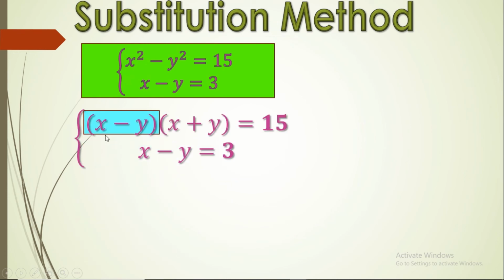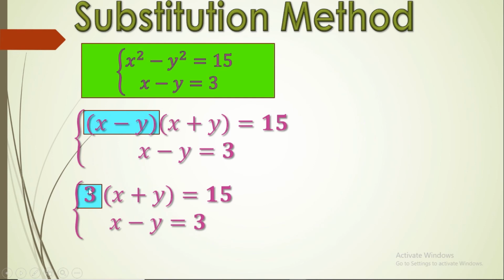Then we can say that x minus y into x plus y equals 15 and x minus y equals 3, we copy it the same. But note something, here we have x minus y and here it's given 3. Now can't we replace this x minus y by 3? We have its value, x minus y is 3. So we can directly write 3 into x plus y equals 15 and x minus y equals 3.